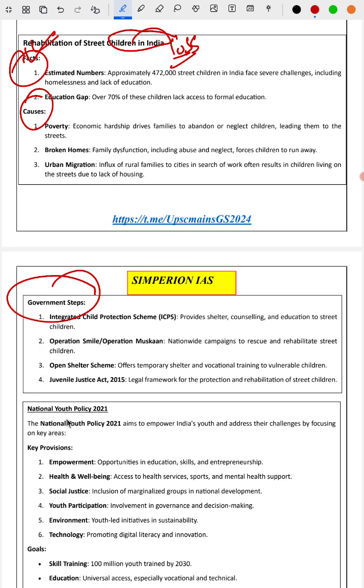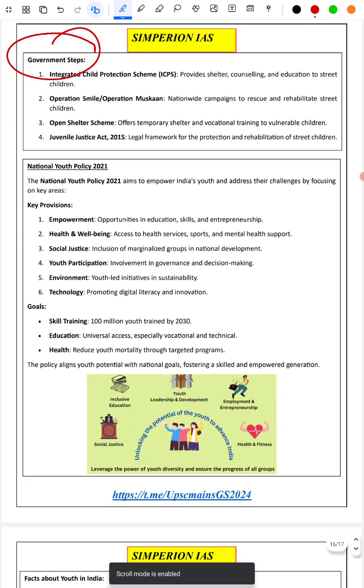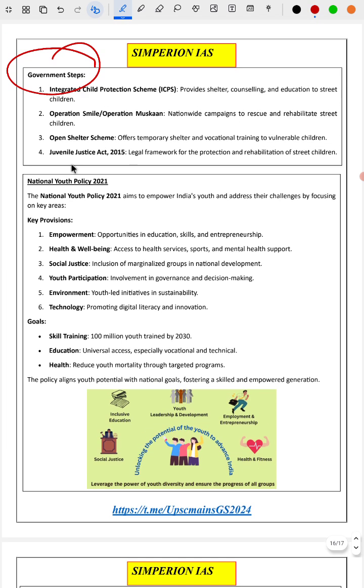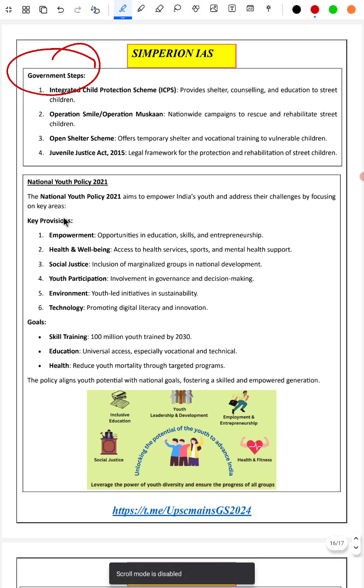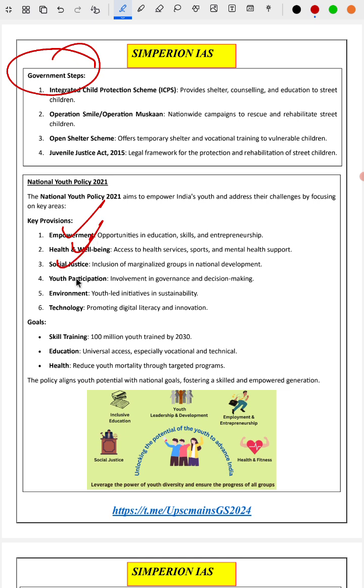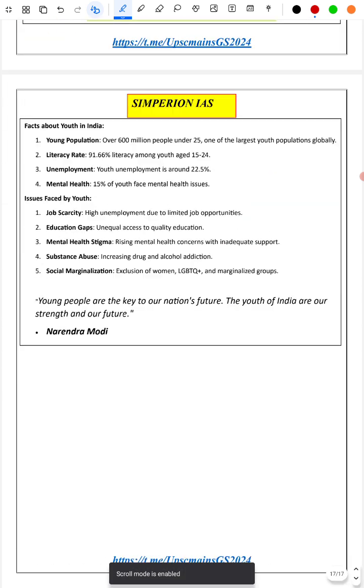Next, another important topic which also comes in the vulnerable section, along with the topic of children, is the National Youth Policy. The recent one is National Youth Policy 2021. It deals with providing employment, health and well-being, social justice, youth participation, environment and technology, and what its goals are as well. So, unlocking the potential of youth for the advancement of India. We have given one diagram related to the National Youth Policy 2021.